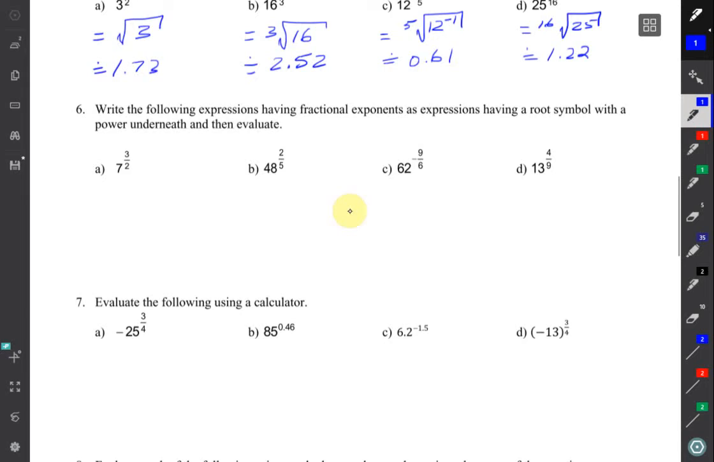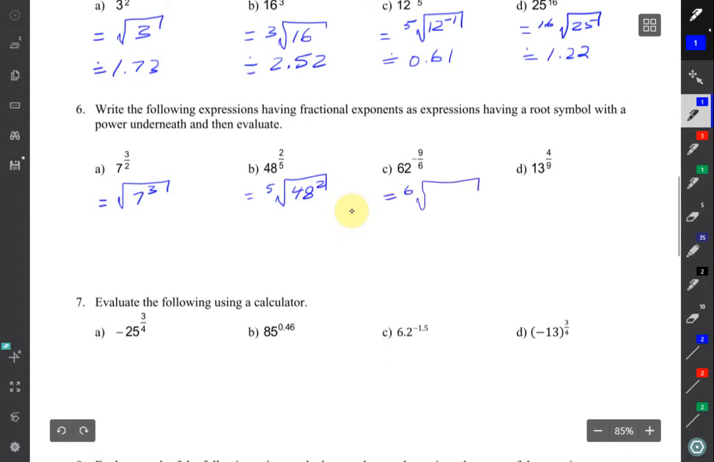Now in each of these, you're being asked to write these as roots again, and then to evaluate them. So this is the square root of 7 to the exponent 3. This would be the 5th root of 48 squared. The 6th root of 62 to the minus 9. And the 9th root of 13 to the 4th.